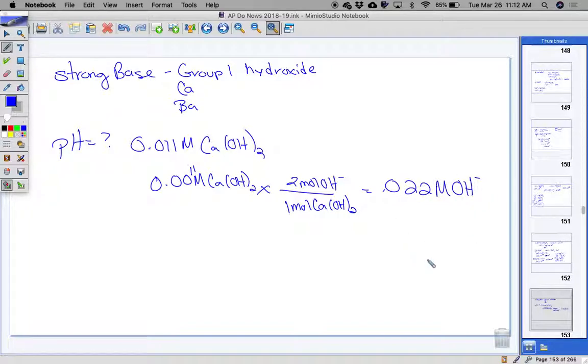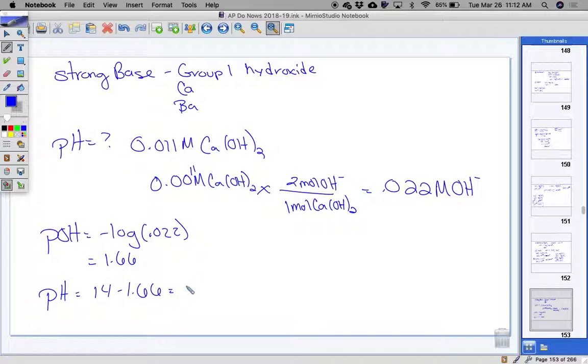How does that get us to pH? Okay, you can do pOH as being the negative log of 0.022. Tell me what that number is. Okay, is that the pH though? No, it's a pOH. Right, so we have to do pH is 14 minus that. So what do we get? 12.34.